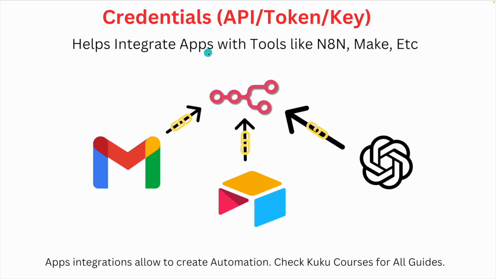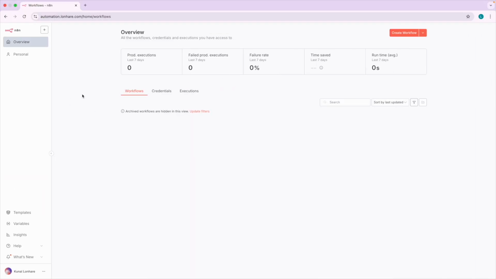All you need to understand is that when we talk about credentials, you can call them an API, token, or key. Some companies or apps call it an API, like ChatGPT. Airtable calls it a token, or Google calls it a key, whatever the case. But all you need to know is that credentials help to integrate apps with tools. Tools is our N8N, or you can use Make, whatever tool you are using. In our case we are using N8N.